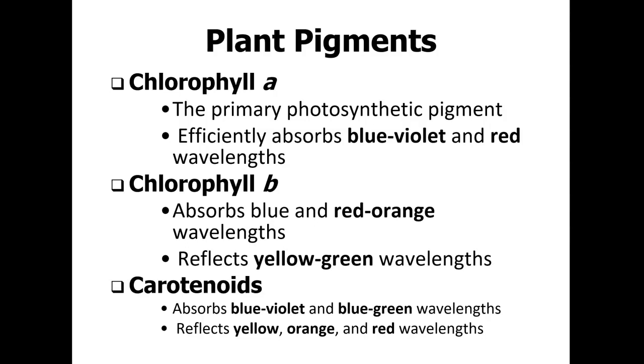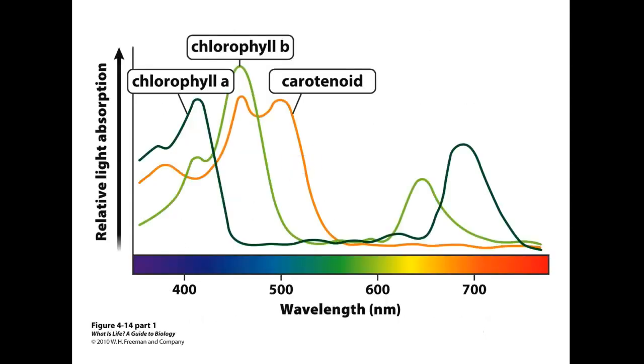We have what's referred to as chlorophyll A. This is going to be a primary photosynthetic pigment. It efficiently absorbs blue-violet and red wavelengths. You have chlorophyll B that absorbs blue and red-orange wavelengths. It's going to reflect yellow and green. And then you have what's referred to as your carotenoids. These absorb blue-violet and blue-green wavelengths and reflect yellow, orange, and red wavelengths. And so this is what they look like on a spectrum as far as wavelength.